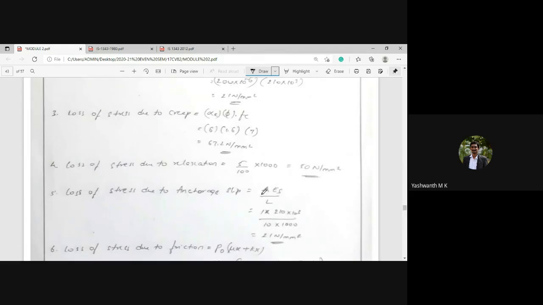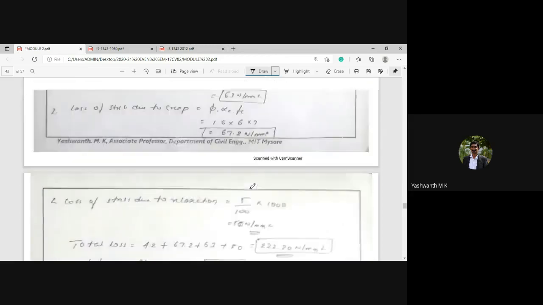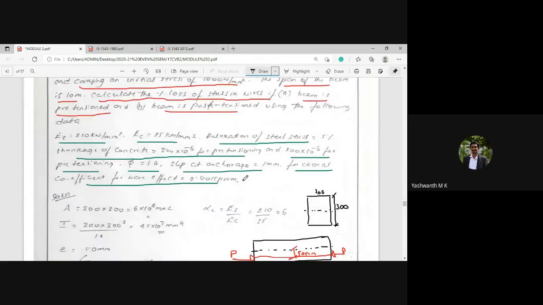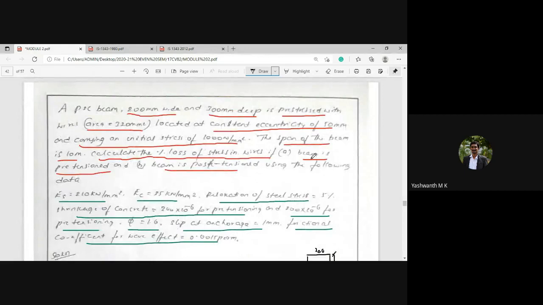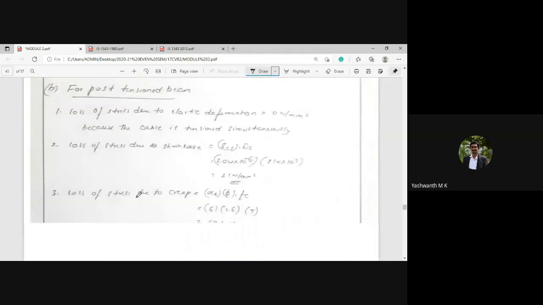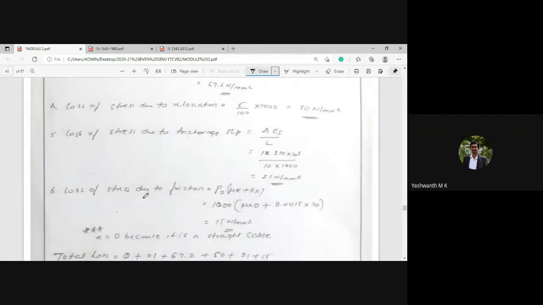So the slip in anchorage is 1, as given in the problem, multiplied by the modulus of elasticity of the steel, divided by the length of the cable. In the problem they are not going to specify the length of the cable. Instead, they are going to specify the span of the beam. Whatever the span of the beam is, throughout that length I am going to provide the steel. So the length of the cable is equal to 10 meter. Substitute that. Please be cautious here.